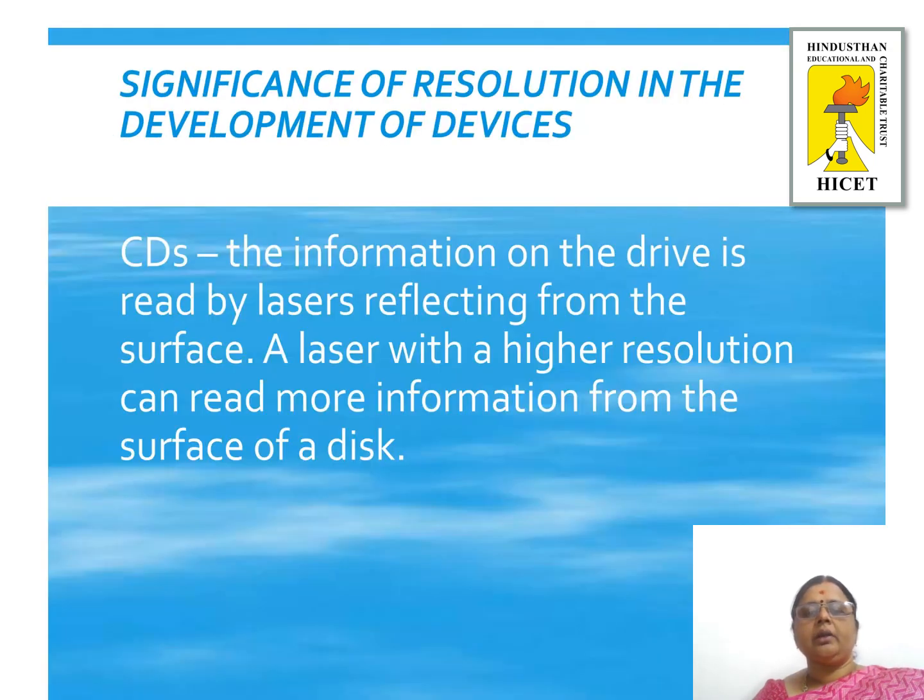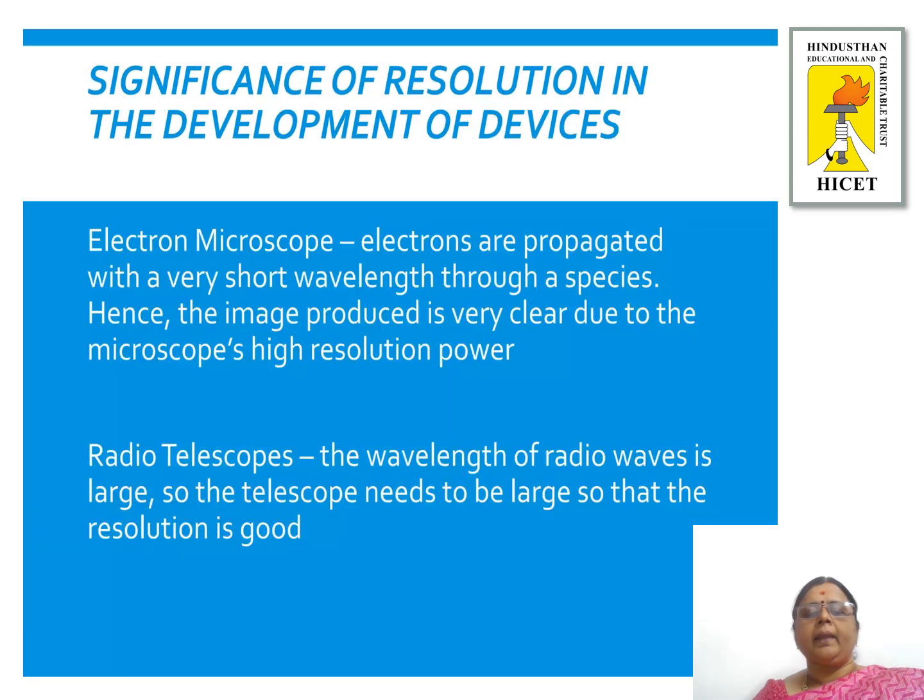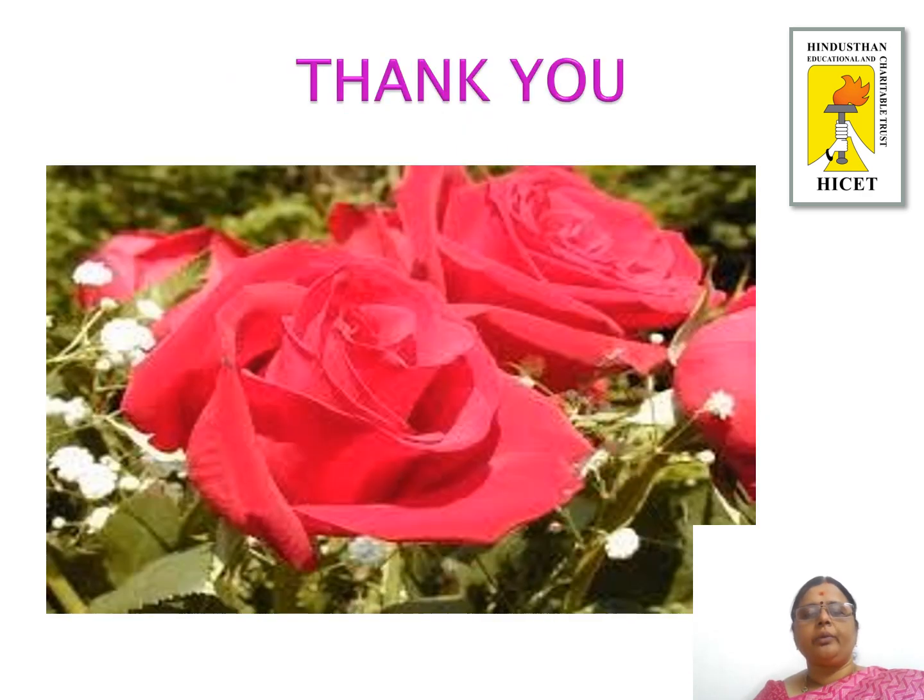Significance of resolution in the development of devices. CDs, that is compact discs: the information on the disc is read by lasers reflecting from the surface. A laser with a higher resolution can read more information from the surface of a disc. Electron microscope: electrons are propagated with a very short wavelength through a specimen. Hence, the image produced is very clear due to the microscope's higher resolving power. Radio telescopes: the wavelength of radio waves is large, so the telescope needs to be large so that the resolution is good. Thank you.